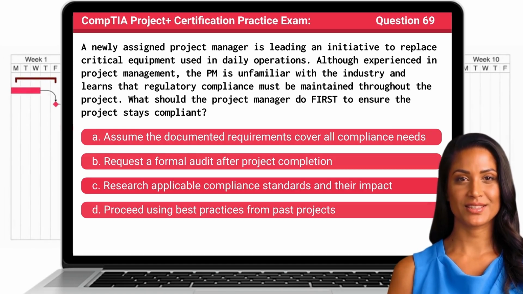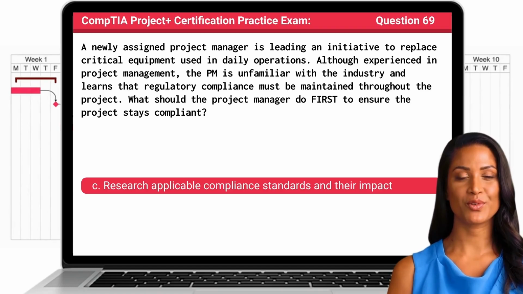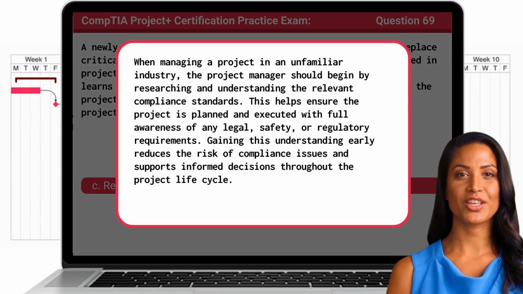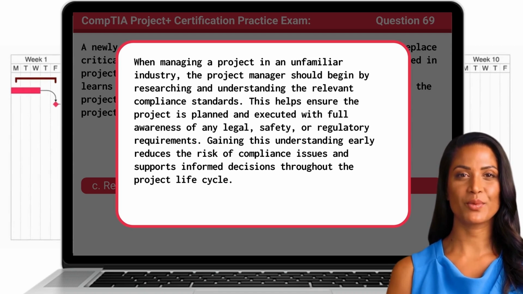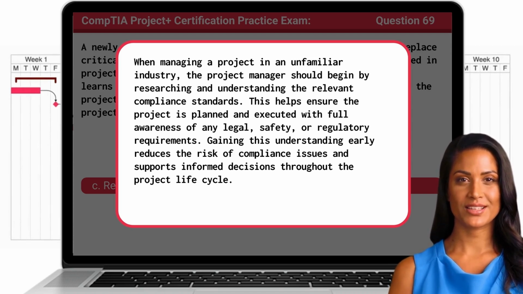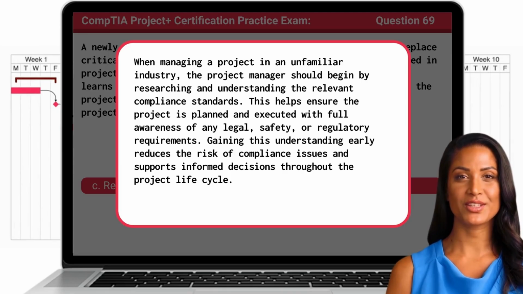The answer is C. Research applicable compliance standards and their impact. When managing a project in an unfamiliar industry, the project manager should begin by researching and understanding the relevant compliance standards. This helps ensure the project is planned and executed with full awareness of any legal, safety, or regulatory requirements. Gaining this understanding early reduces the risk of compliance issues and supports informed decisions throughout the project lifecycle.